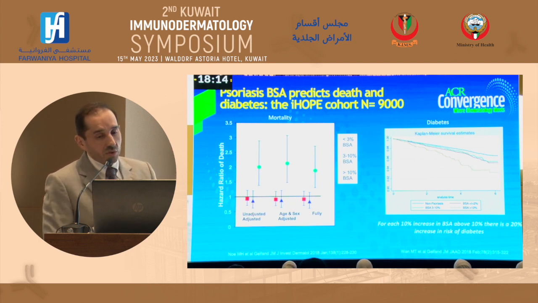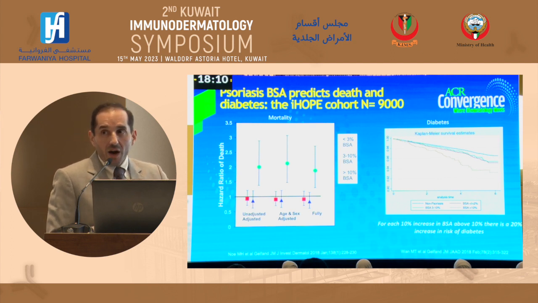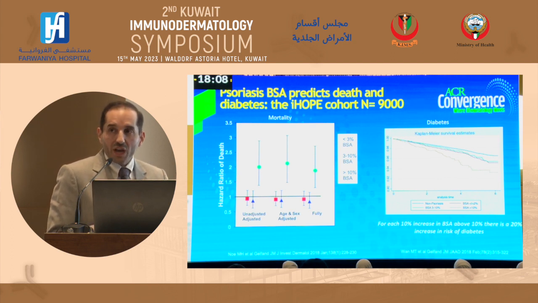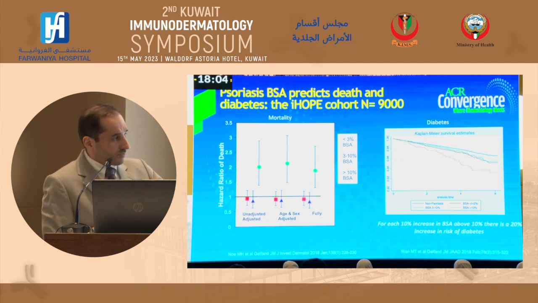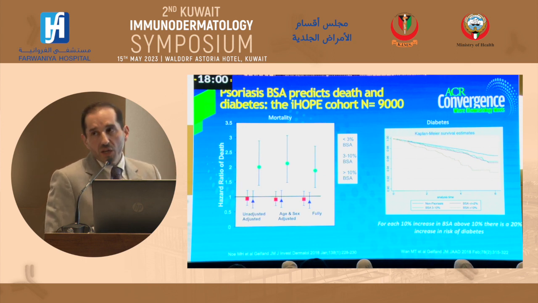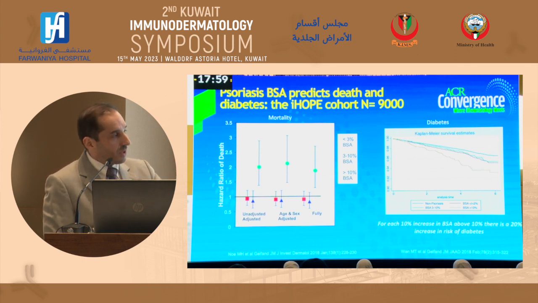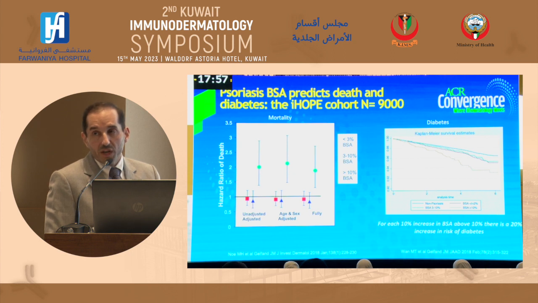On the right-hand side, you're seeing a different graph for diabetes. Again, the higher the percentage of PSA you have with skin psoriasis, the more risk of having diabetes. And you see below that graph, for each 10% increase in PSA alone, you have an increased risk of around 20% of having diabetes.